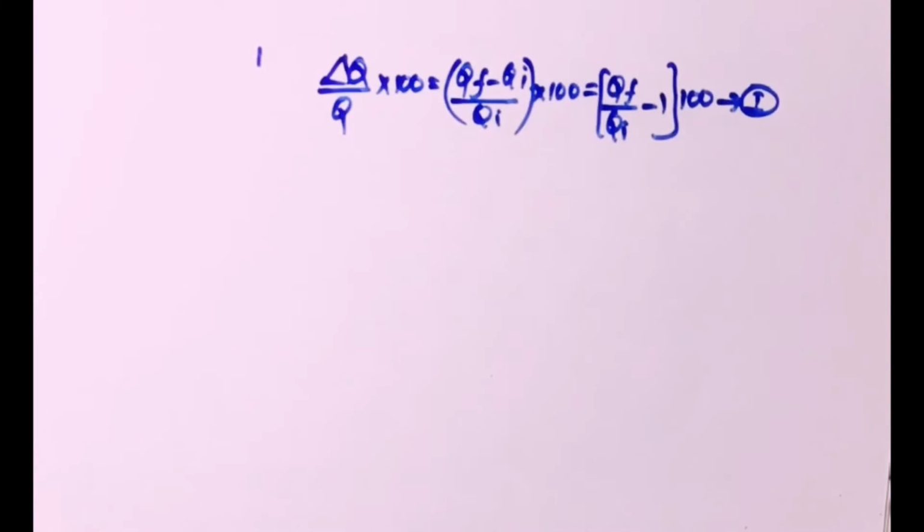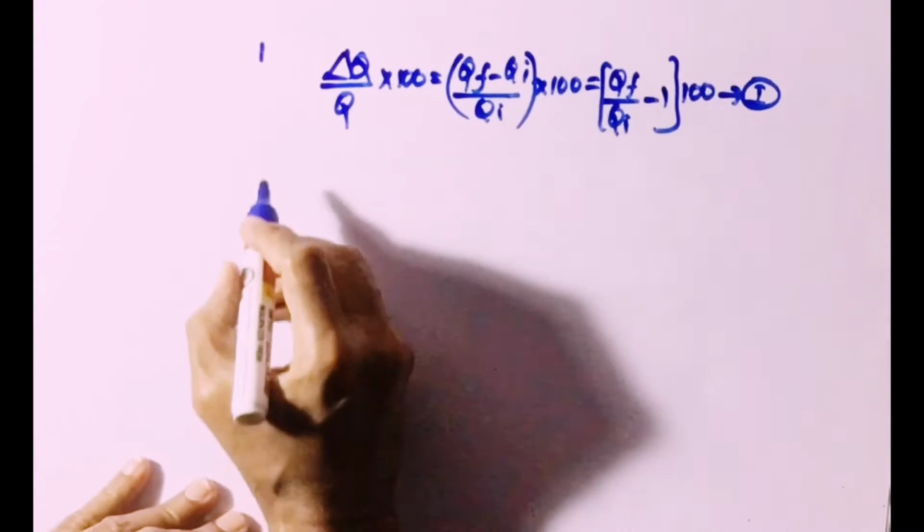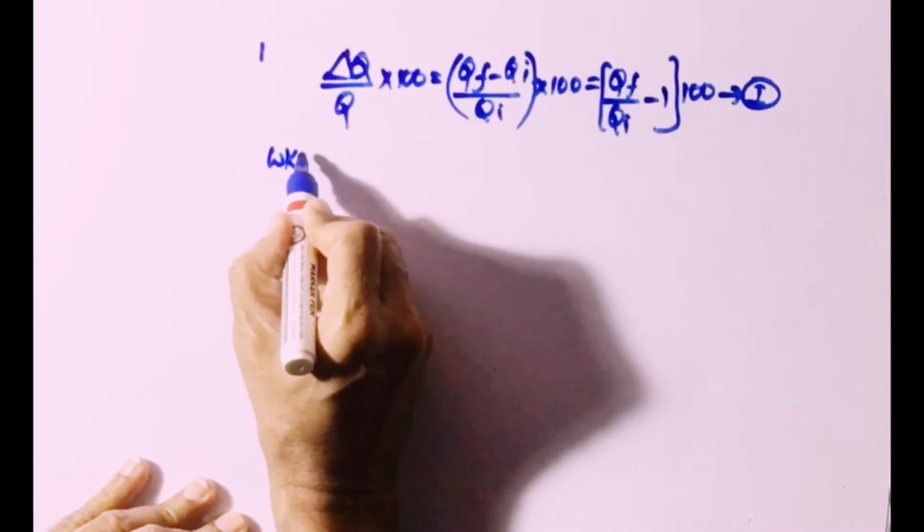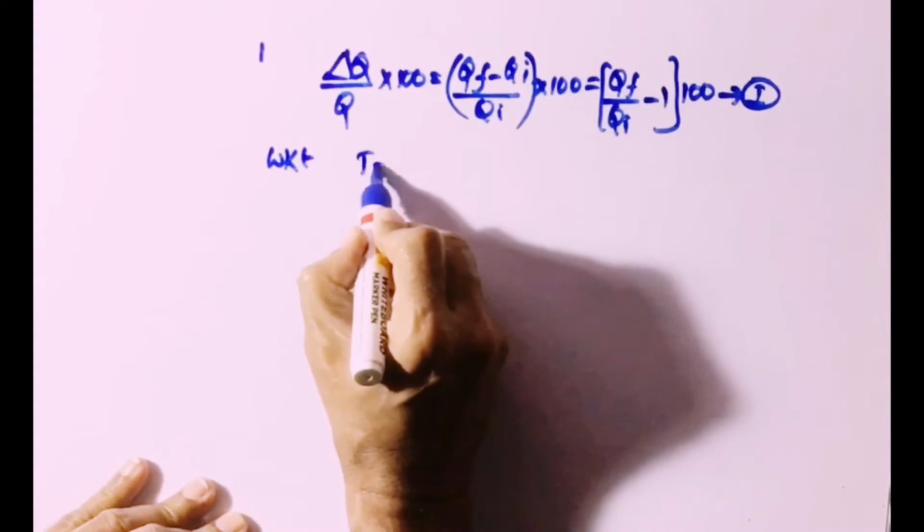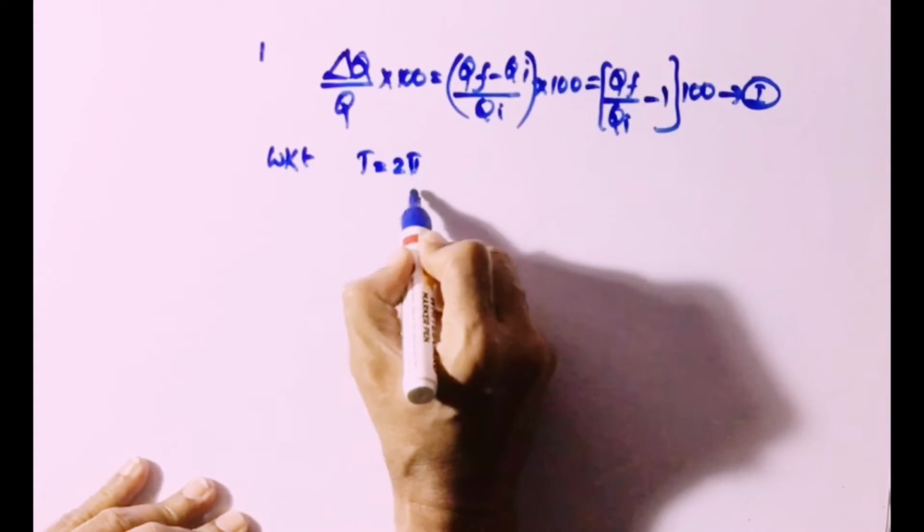If the length of the simple pendulum increases by 44%, what is the percentage change in time period? This is a question in a competitive examination. I'll repeat the question. If the length of the simple pendulum increases by 44%, what is the percentage change in time period? Okay, we'll start. We know that the time period of a simple pendulum is given by 2 pi root L by G.